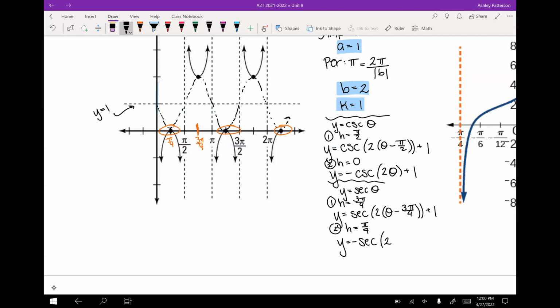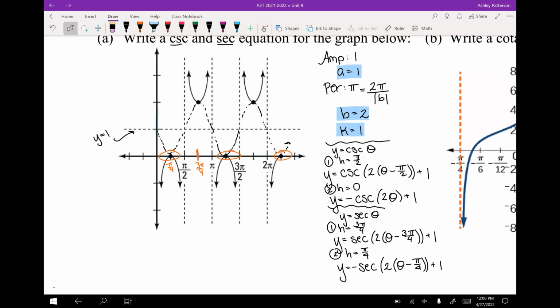I'm going to have 2 as my b value because remember, a, b, and k don't change. And then I'm going to have a second parenthesis, theta minus pi over 4 radians, and k is still the same. So a couple of possibilities. Again, those aren't the only ones, but just make sure a, b, and k are consistent.